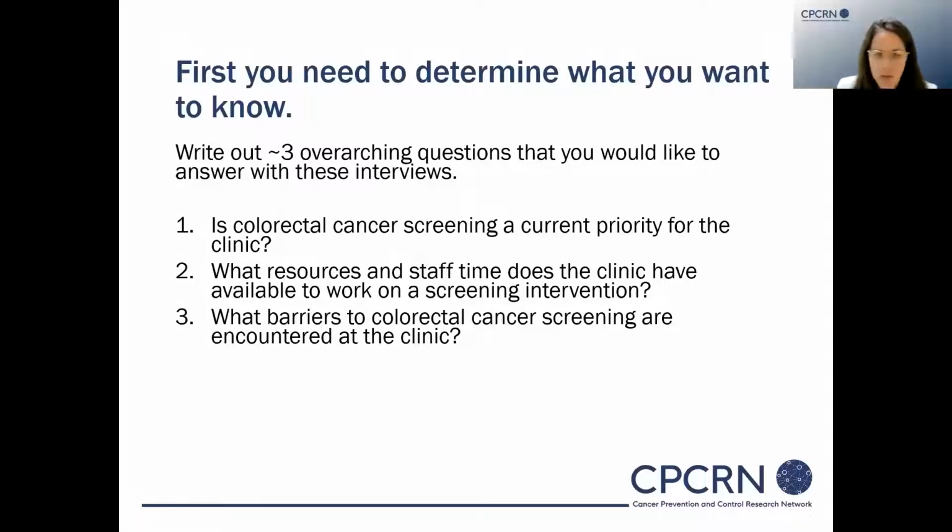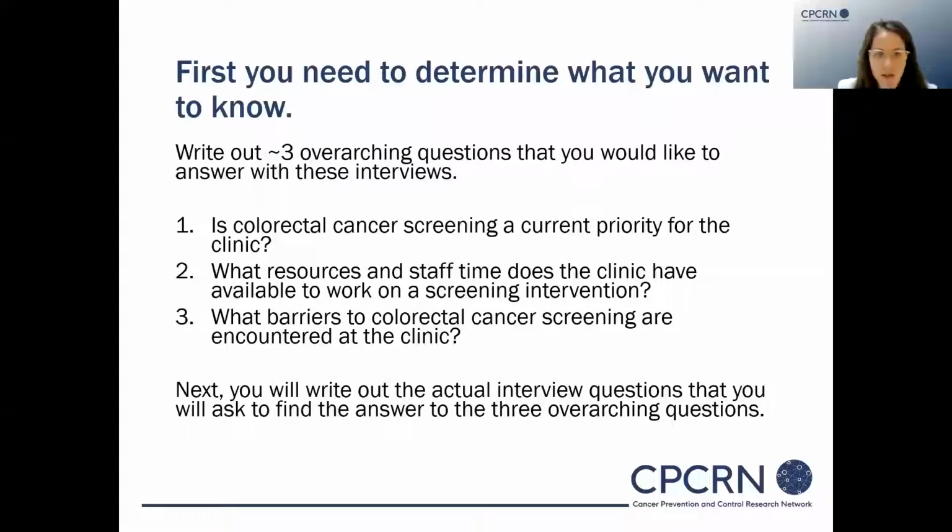And then once you think those through and kind of determine the purpose of your interview, then you can start to write the actual interview questions that you'll ask to find out what the answers are to these overarching questions. So the actual questions that you ask during the interview will be a little bit different than these 3 questions here.